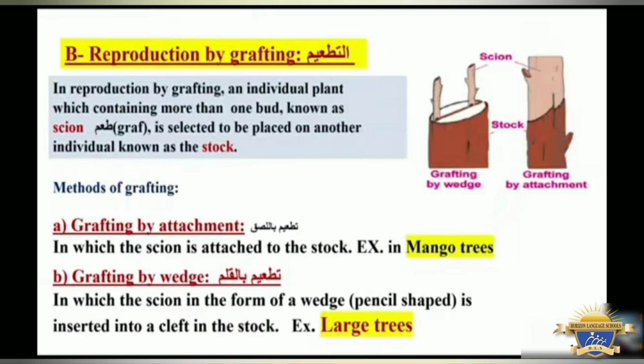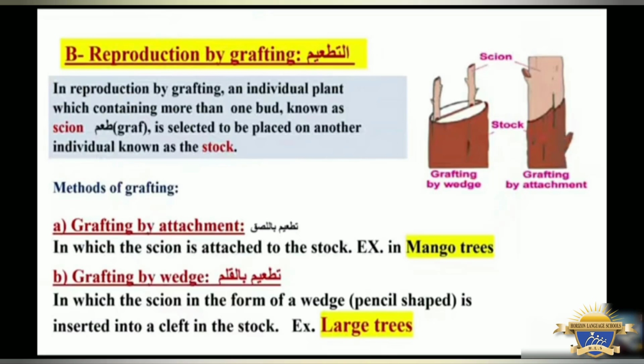Number 2. Reproduction by grafting. In reproduction by grafting, an individual plant containing more than one bud, known as the scion or graft, is selected to be placed on another individual known as the stock, as we see in the image. We have two methods of grafting. Number 1. Grafting by attachment, in which the scion is attached to the stock.